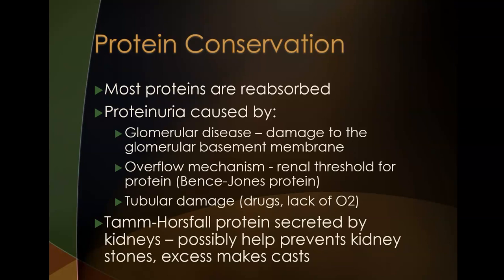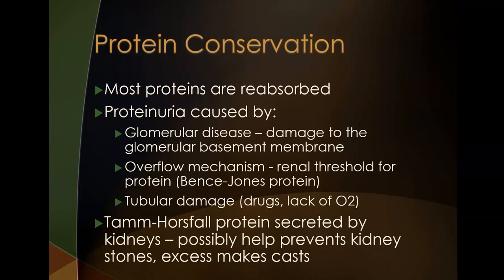Okay. And then there's an overflow mechanism for those that are small. The renal threshold for protein is exceeded, and that's when you see the Bence Jones protein in the urine. So that's another mechanism. If you are producing a lot of the smaller proteins in abundance, then they will spill over into the urine the same way glucose spills over in the urine when blood glucose levels are really high. And then a third one would be tubular damage.